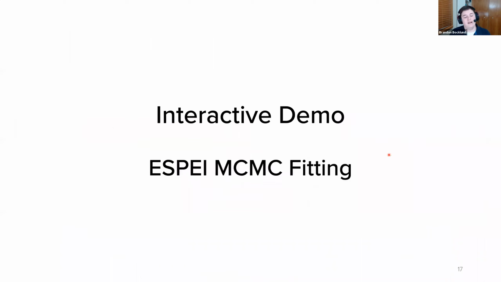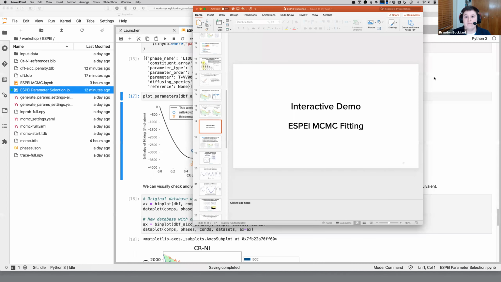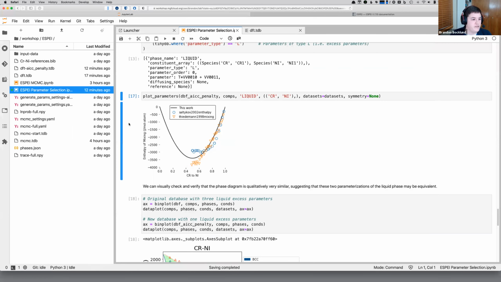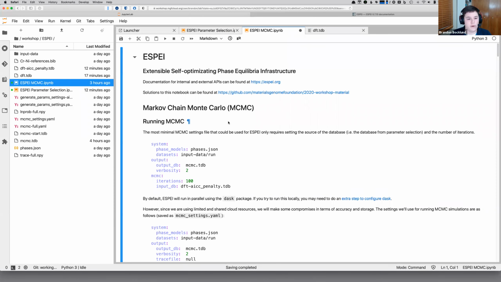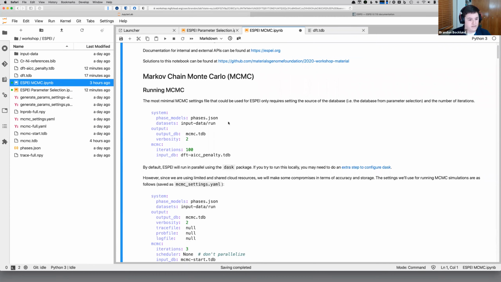And so now I want to show how this works again on our chrome nickel system. Okay. And we have about 15 minutes left, so I'll try and move through this relatively quickly, but also still have it be satisfying.